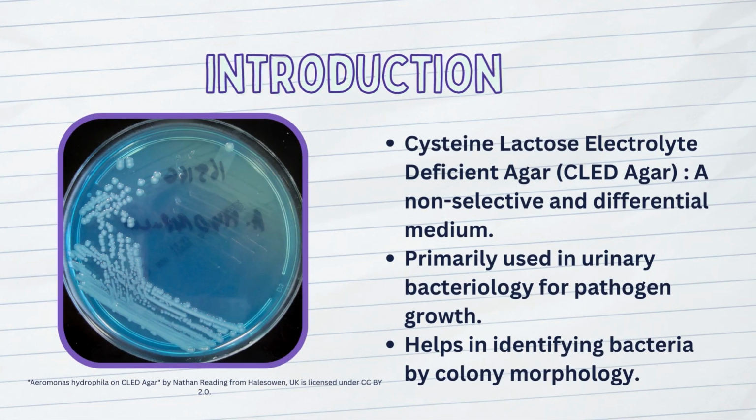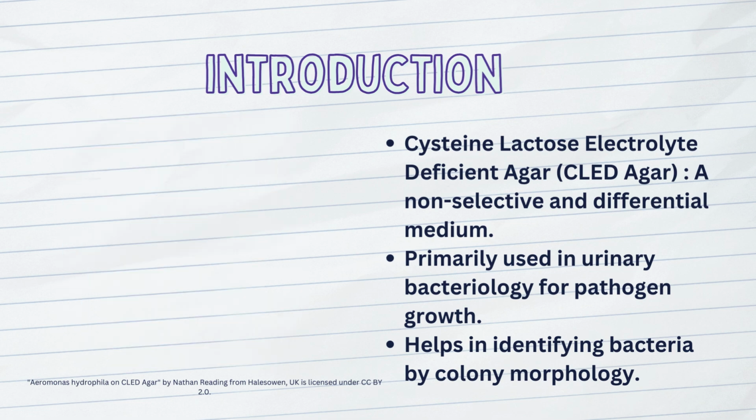Okay guys, let's get started. So CLED Agar is also known as Cystine-Lactose-Electrolyte-Deficient Agar, and it is a non-selective and differential medium. This agar is mostly used in culturing urine samples or urine analysis. And because of the components within this agar, the colony morphology of the bacteria that's going to grow on this medium is going to help us in terms of narrowing down our investigations to figure out what bacteria has grown on it.